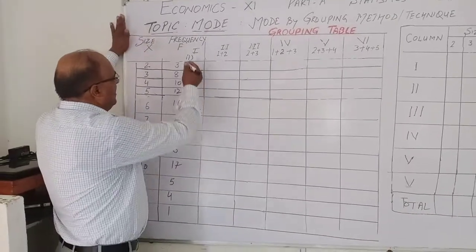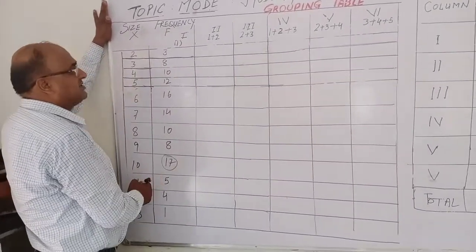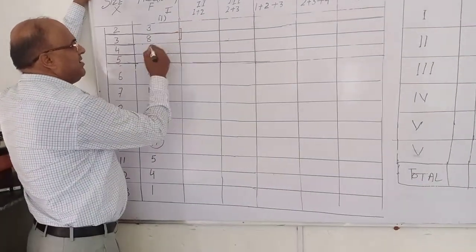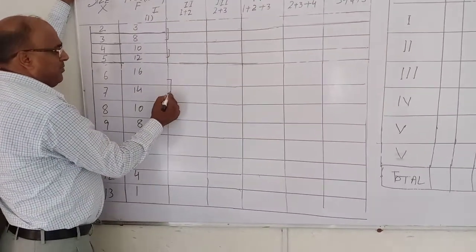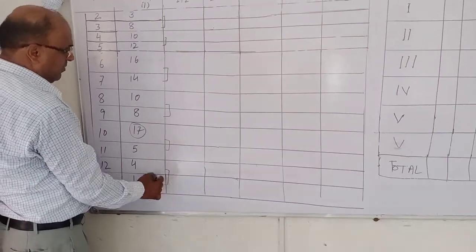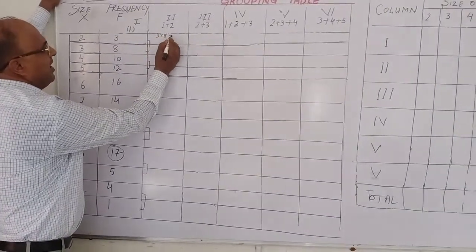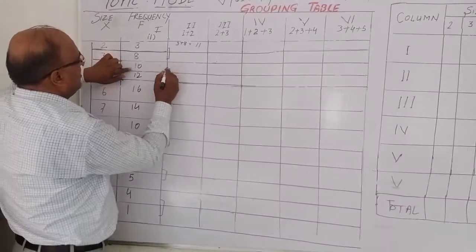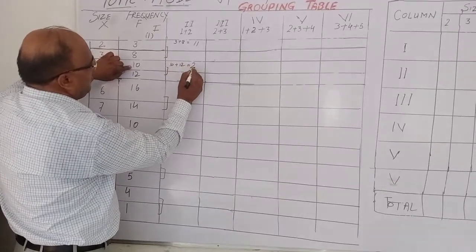First, what we have to do is look at this, the highest is 17. So make it a circle. Then 1 plus 2, first and second, make a bracket. These two. Then group of 2, group of 2, group of 2, group of 2, and group of 2. Now add it. 3 plus 8, 11. 10 plus 12, 22.